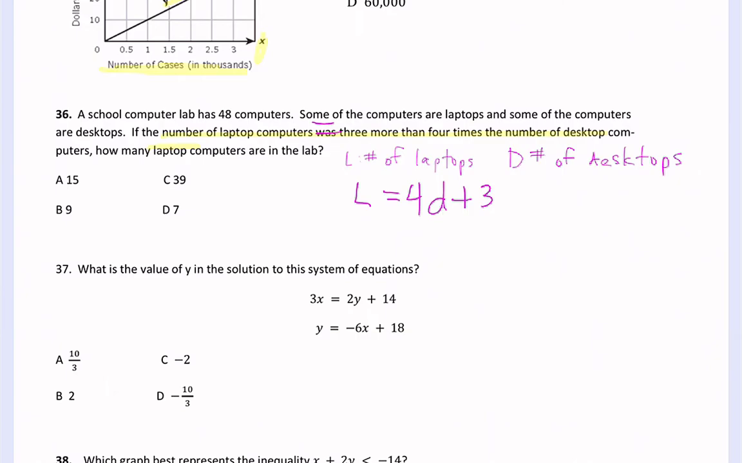Okay, but we still need one more equation. I'm going to use this 48, because 48 tells me the total number of computers that we have in that lab. Well, there's 2 different types of computers. We have laptops and we have desktops. We don't know how many laptops, we don't know how many desktops, but together we have 48 of them. So I know L, the number of laptops, plus D, the number of desktops, is equal to the total number of computers, which is 48.